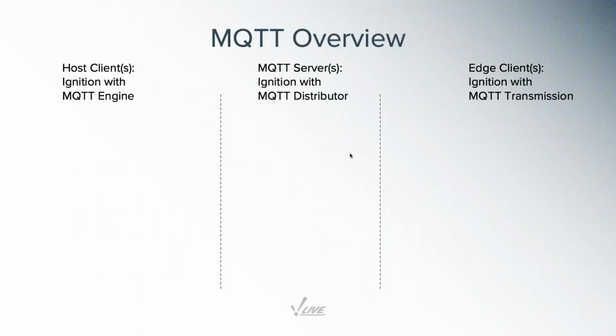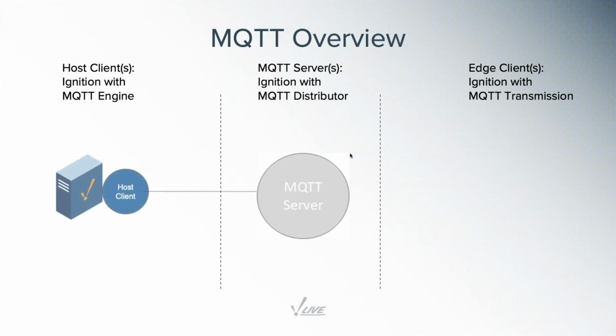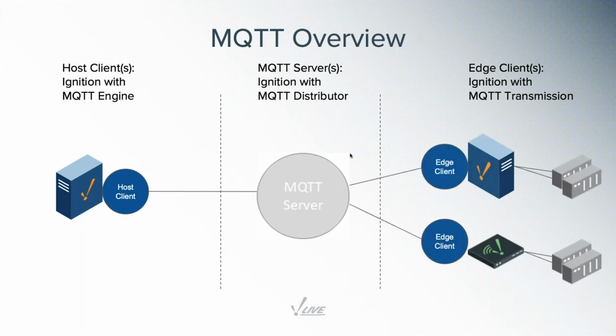So real quick, MQTT overview. To get started, you have to have an MQTT server. You can have more than one for redundancy and high availability. Then on the host side, you need a host MQTT client that can connect into that MQTT server, subscribe to interesting information and publish information. Conversely, and where the audience will be participating, we need some edge clients, and those could be MQTT Transmission running on the edge.